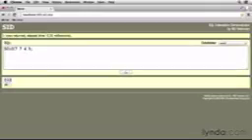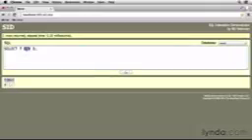So if I say select 7 plus 3, then I'll get a result of 10. And if I select 7 minus 3, I get 4. So these are just as you would expect. Here's 7 times 3. And 7 divided by 3.